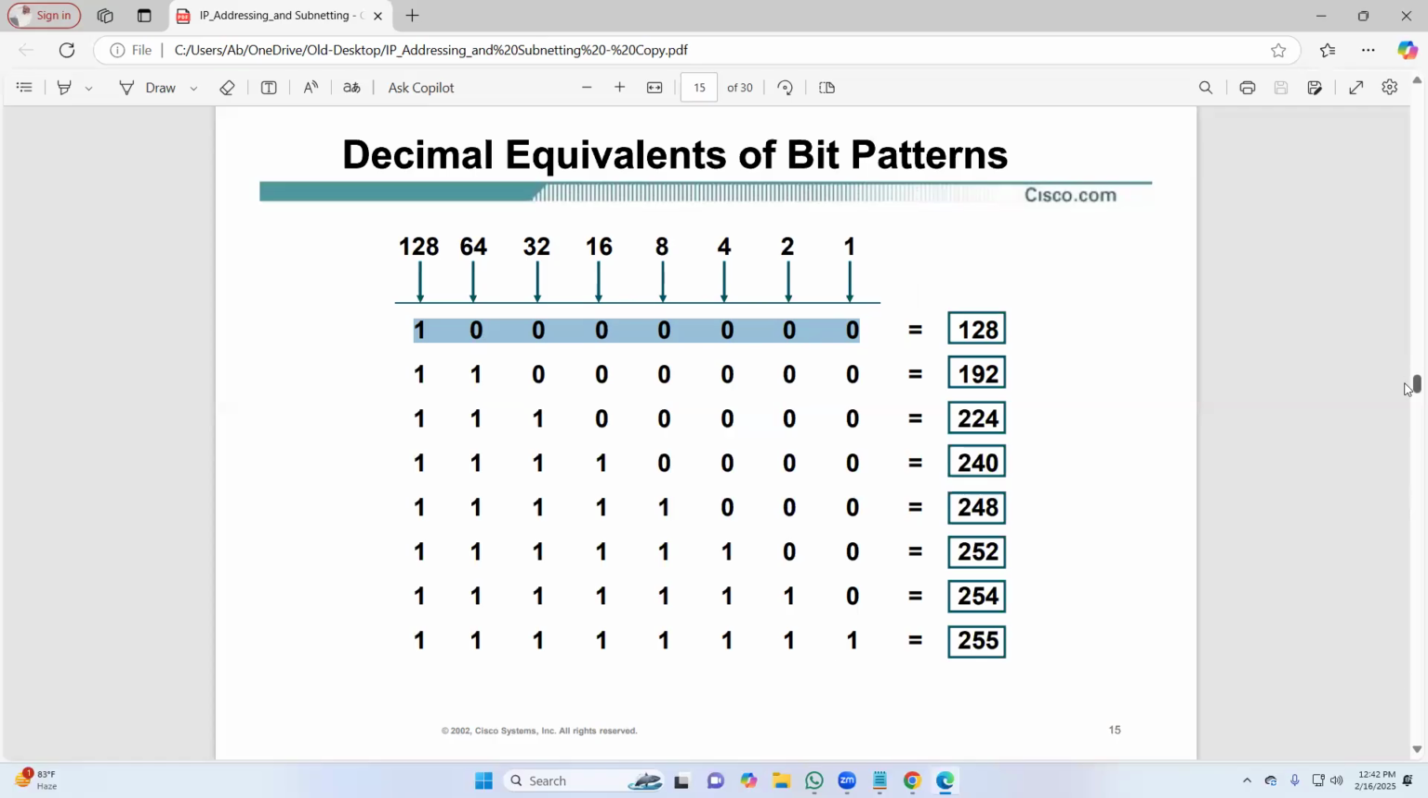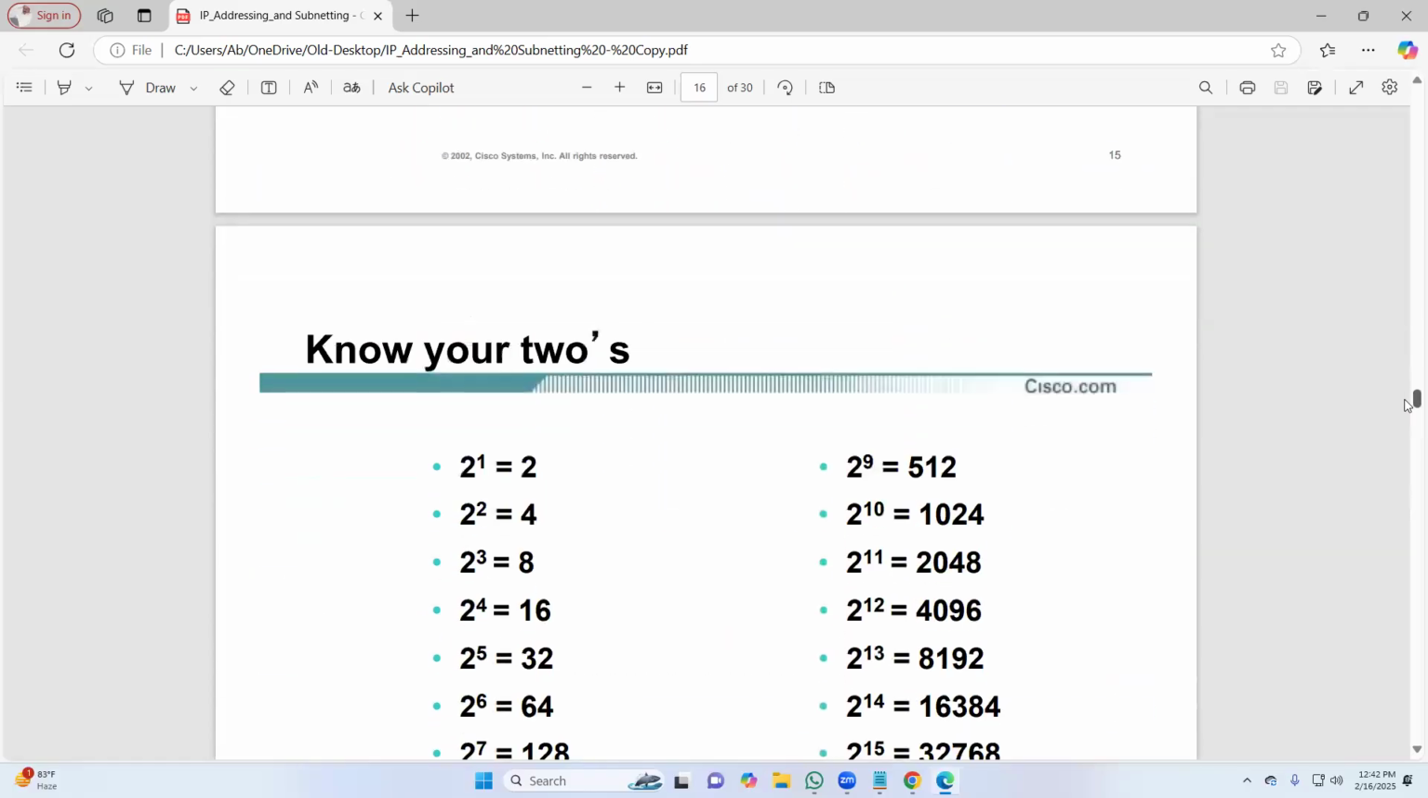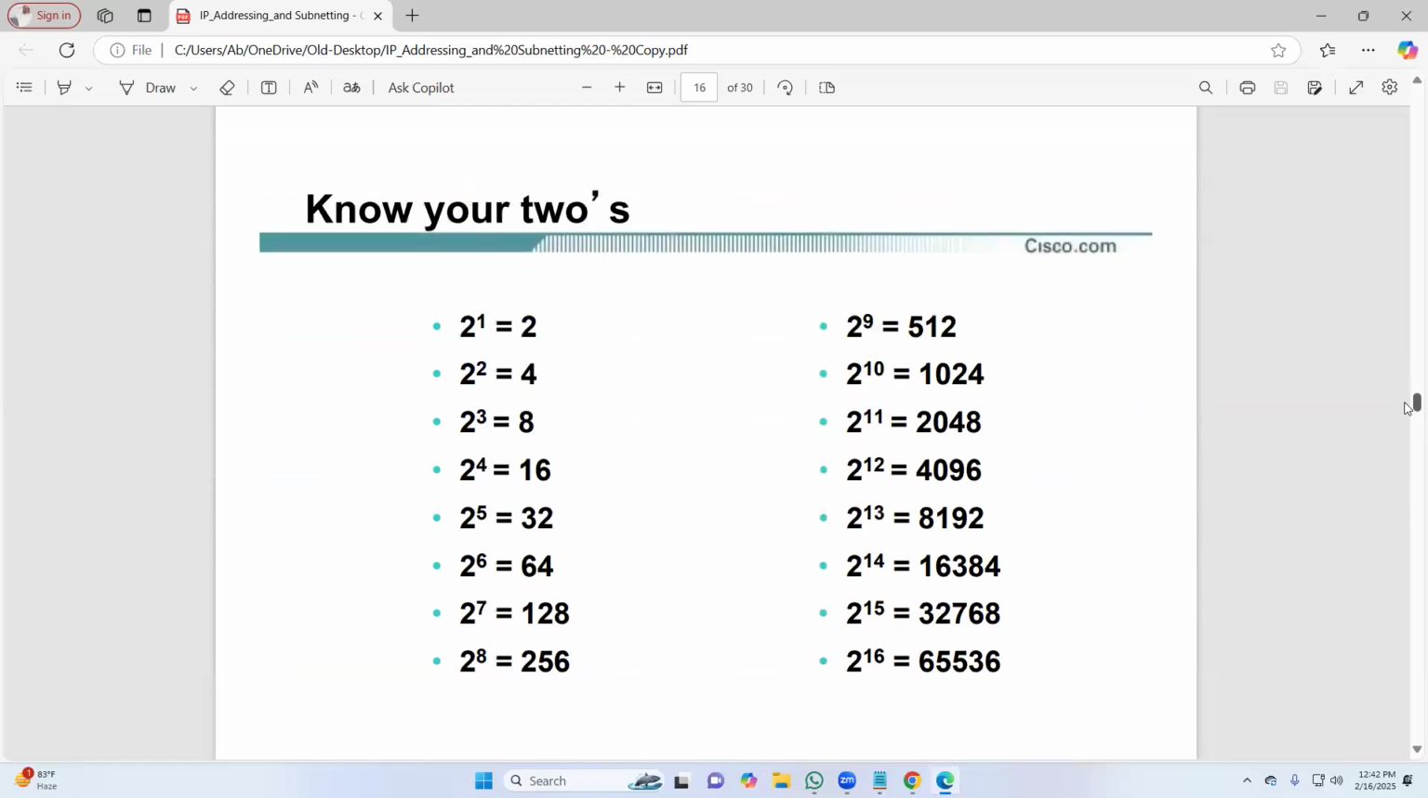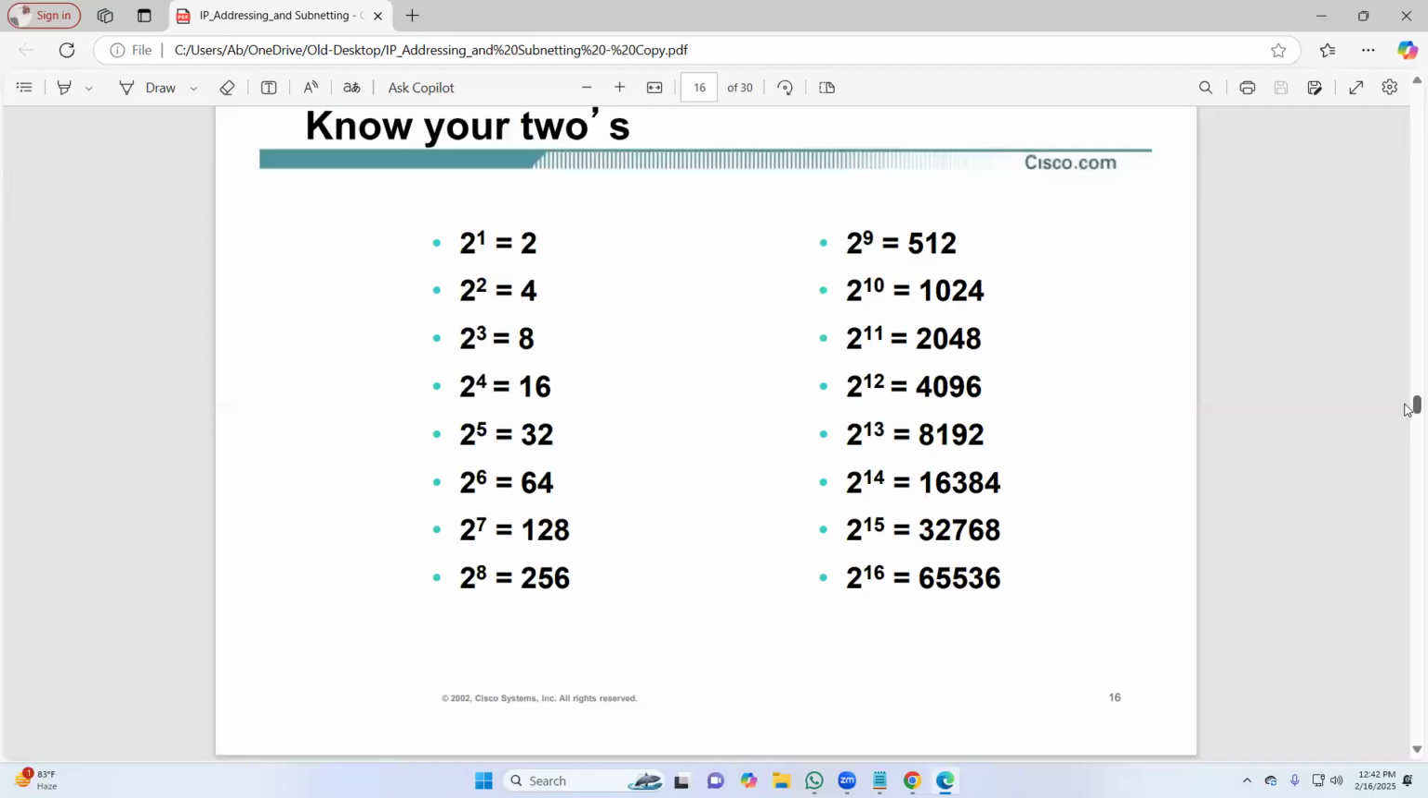Now know your twos. If your IP address is a class B, you can calculate the number 1 to 16. These are the formulas.